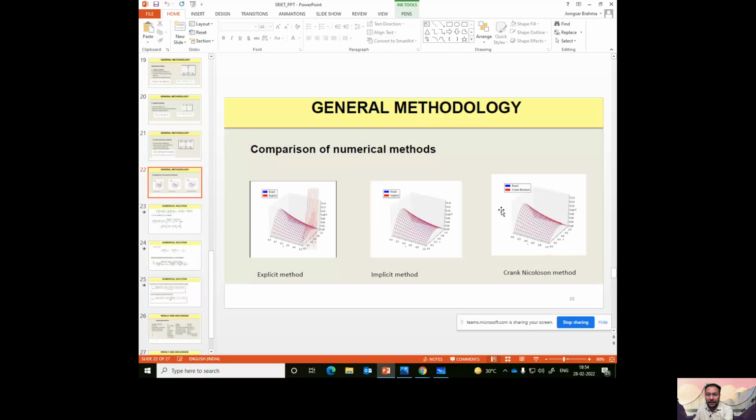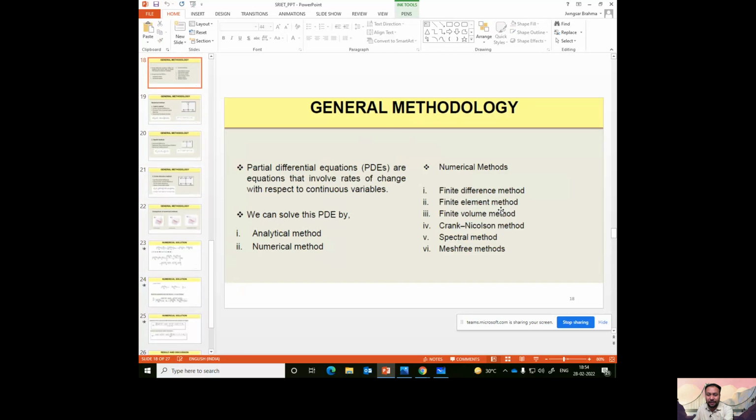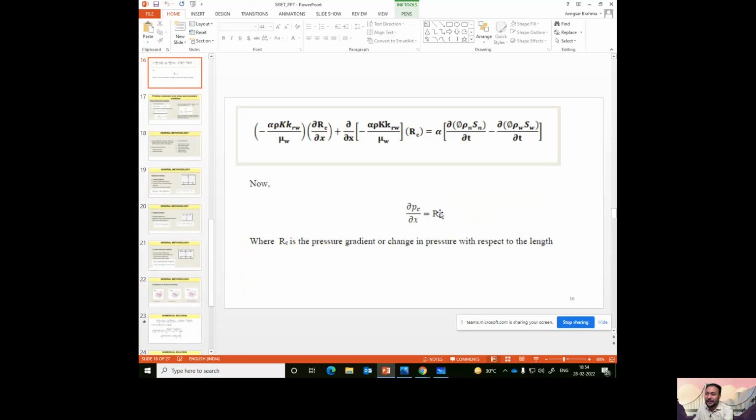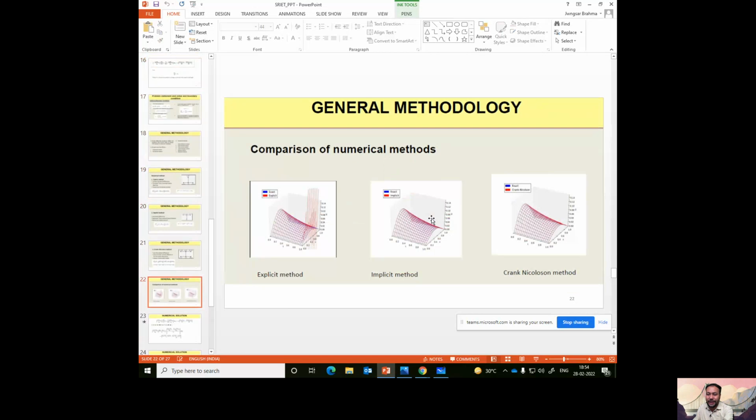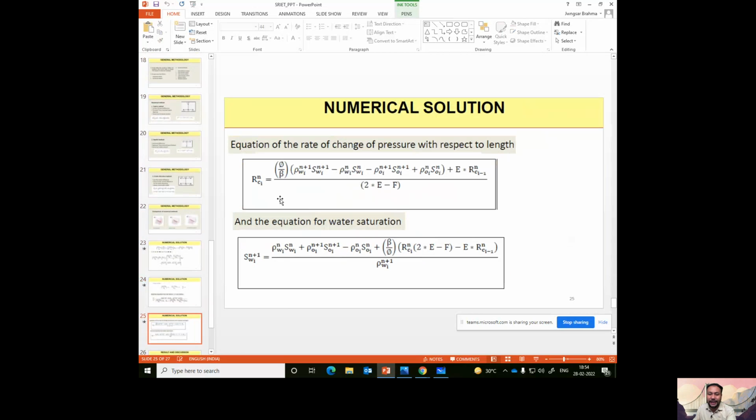Just look here, what was the RC? You can see it in the previous slide: RC, PC means capillary pressure, the rate of change of capillary pressure with respect to length. So I need to find out this R. After discretization using the finite difference method, I get the equation where the boundary conditions can be applied to get the value of the rate of change of pressure with respect to length.